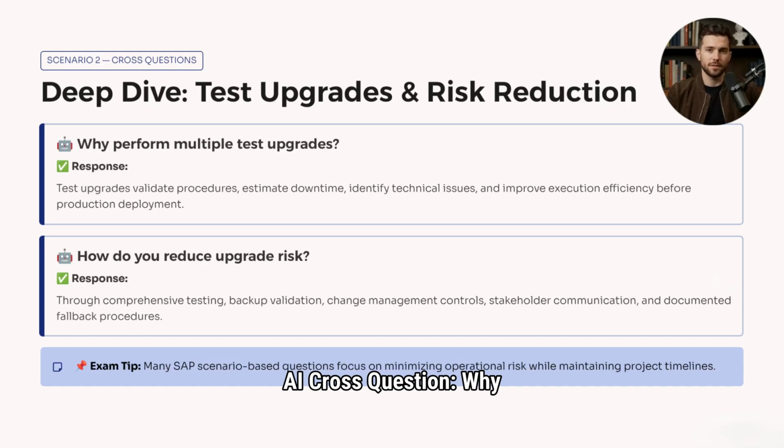AI cross-question: why perform multiple test upgrades? Best response: test upgrades validate procedures, estimate downtime, identify technical issues, and improve execution efficiency before production deployment. AI cross-question: how do you reduce upgrade risk? Best response: risk is reduced through comprehensive testing, backup validation, change management controls, stakeholder communication, and documented fallback procedures. Exam tip: many SAP scenario-based questions focus on minimizing operational risk while maintaining project timelines.